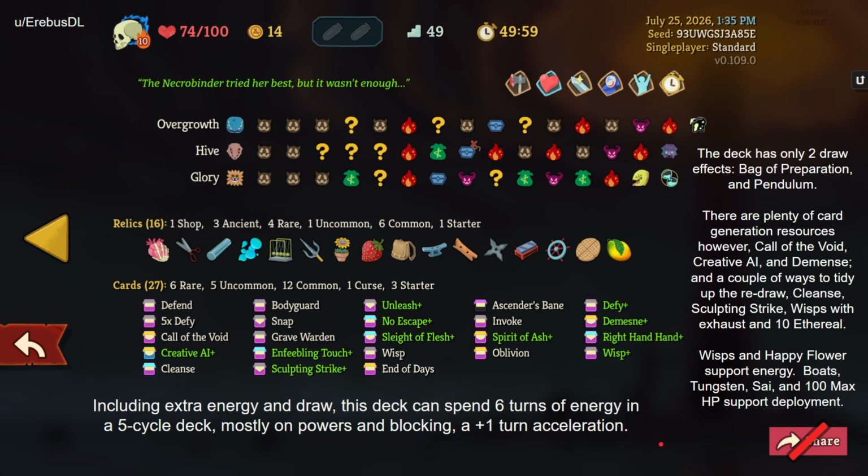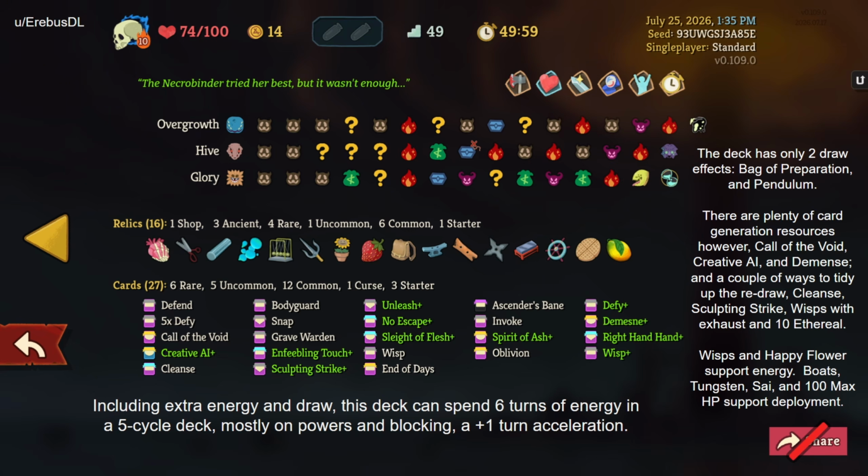Wisps and the Happy Flower support the energy, the boat thingies and the Tungsten Rod and the Sigh, and then 100 max HP as well really support that deployment of all these powers. This deck doesn't really need too many card draw resources because it has all this per turn block and it has enough max HP that even if it draws dead, it can take a hit every now and then.